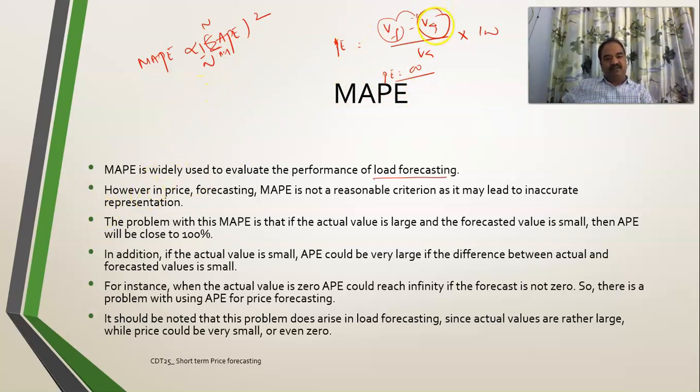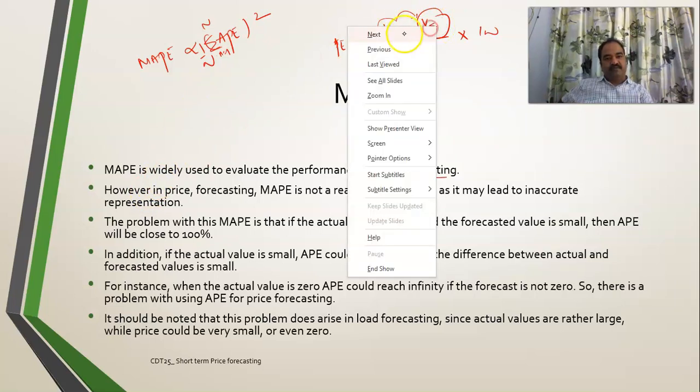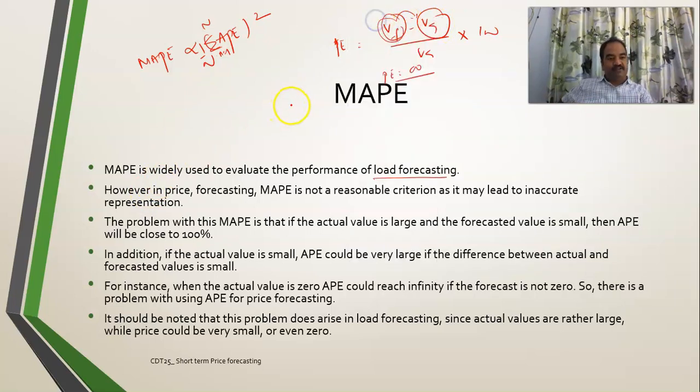Let us suppose the actual value is very small and the forecasted value is very large. Then automatically the percentage error will be a very large value. So MAPE generally is not suitable for electricity prices or if the volatility is too high. And one more thing: if the actual price is 0, then the percentage error is infinity and MAPE is also infinity. So we must be very careful when employing MAPE for price volatility.